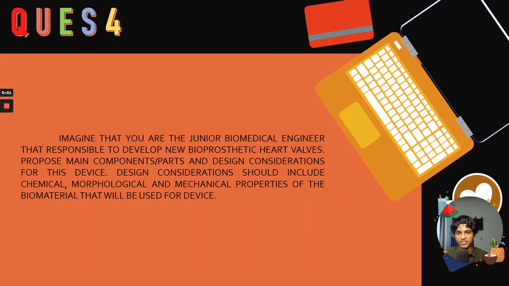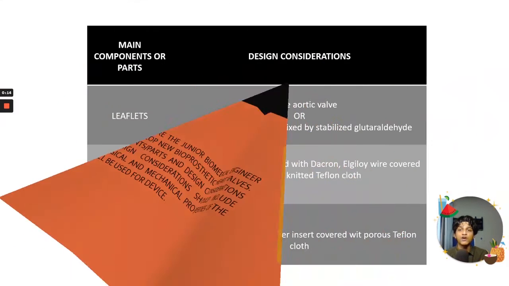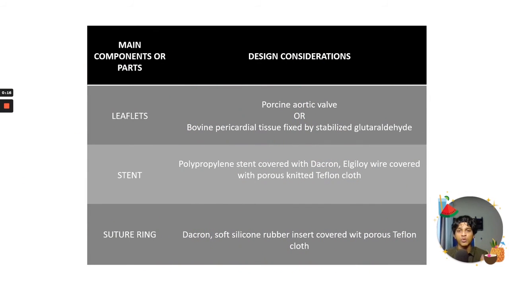The last part of the presentation is whereby you imagine that you're a junior biomedical engineer responsible to develop a new bioprosthetic heart valve. Propose main components or parts, and design considerations for this device. Design considerations should include chemical, morphological, and mechanical properties of the biomaterial that will be used for the device. For the leaflet, it has to be porcine aortic valve or bovine pericardial tissue fixed by stabilized glutaraldehyde. For the stent, polypropylene stent covered with Dacron, Elgiloy wire covered with porous knitted Teflon cloth. For the suturing ring, Dacron, soft silicone rubber insert covered with porous Teflon cloth.